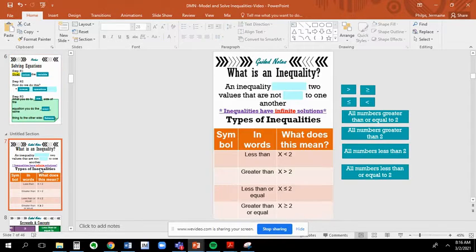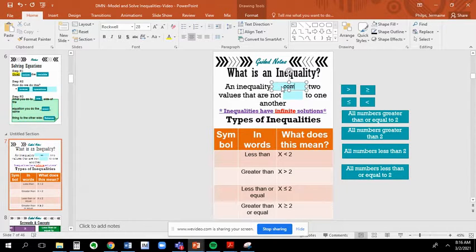All right, let's get into our topic for today. An inequality compares two values that are not equal, okay? So in equations, values are equal. In inequalities, they are not equal. Also, notice this phrase here. Inequalities have infinite solutions. So as you can see, down here, this is saying that x is less than 2. So any number less than 2 could potentially be a solution or an answer.